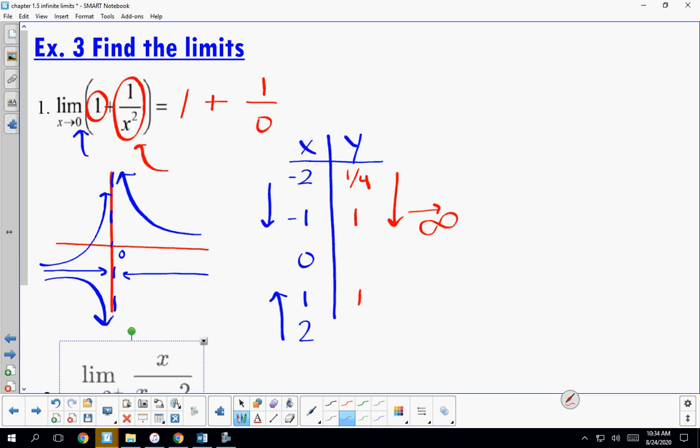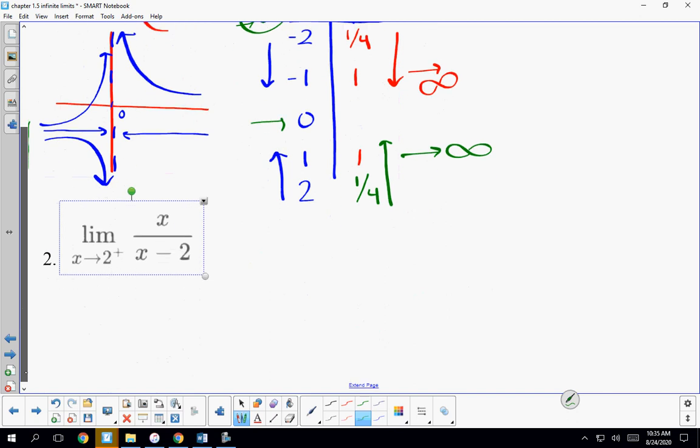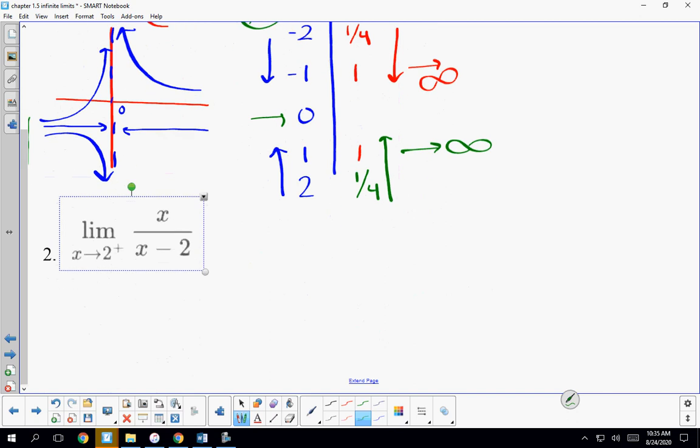And right now, I'm just plugging it into this function here because we're going to add it to 1. When I plug in 2, I'll get 1/4. So again, as I get closer and closer to 0, my numbers are getting bigger, which means this function's approaching infinity. So this limit is approaching infinity, and 1 plus infinity is infinity.